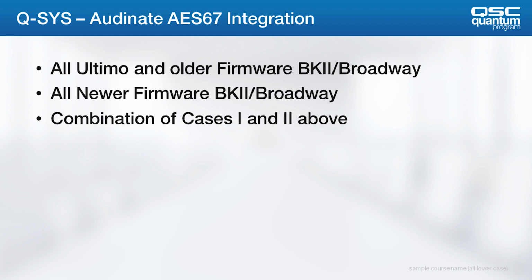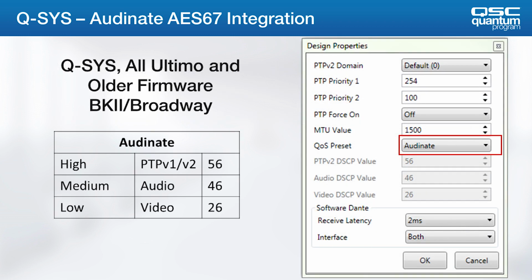Now that we know what devices we have and the DSCP values they'll carry, we have to decide how to set up the Q-SYS QoS presets and the switch QoS queues. There are 3 major cases we'll have, so let's explore each one. The first case is where we have Q-SYS and all or some combination of Ultimo-based devices or older firmware Brooklyn 2 and Broadway devices. All those devices will carry the Audinate DSCP values. Here we use the Audinate QoS presets in Q-SYS Designer and set up our switches with the Audinate queuing settings.